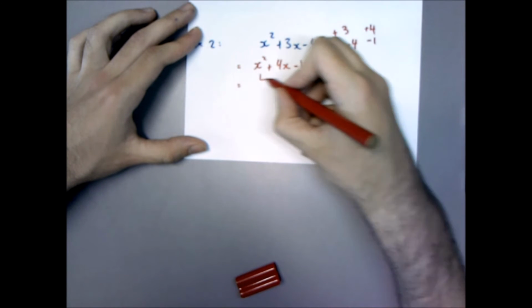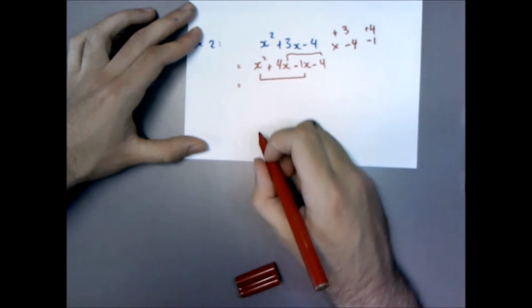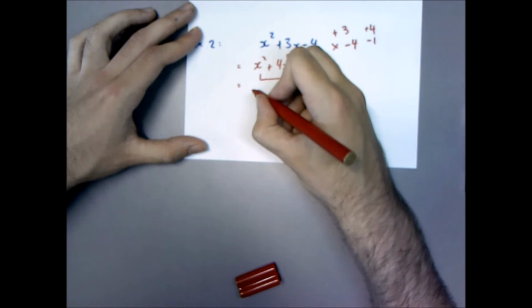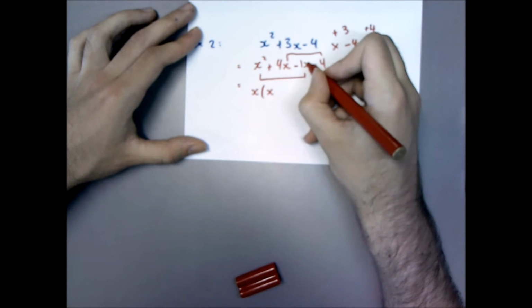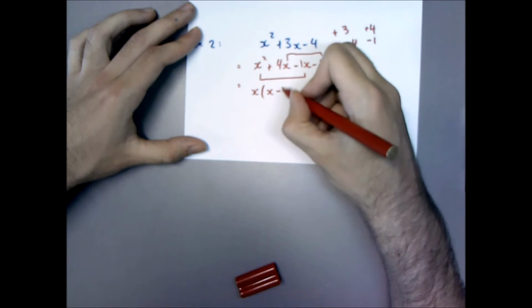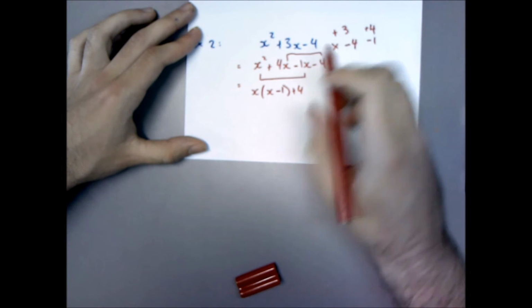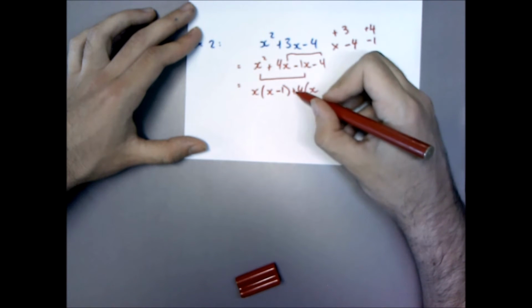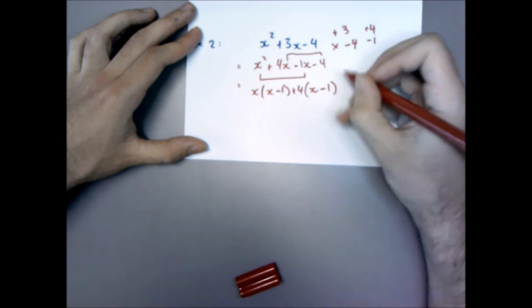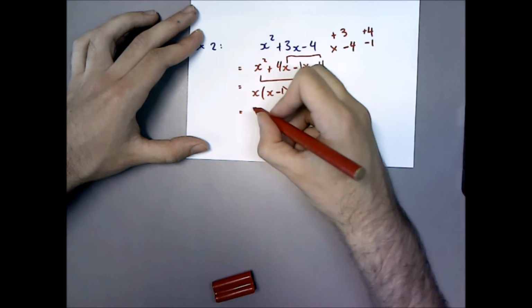I'm going to do my grouping, so I'm going to group my ones with the x's and my ones with the 4's. If I do that, I can take an x out of the first one, so I'm going to be left with negative 1x divided by x is negative 1. Over here, I'll take the 4 out, so it's going to be plus 4. 4x divided by 4 is x. Negative 4 divided by 4 is negative 1. And then I'm going to factorize again, taking my brackets out.